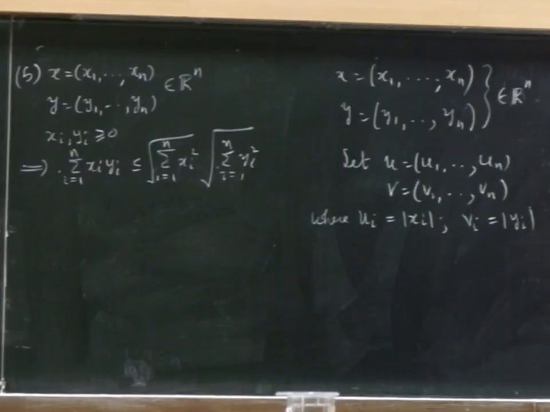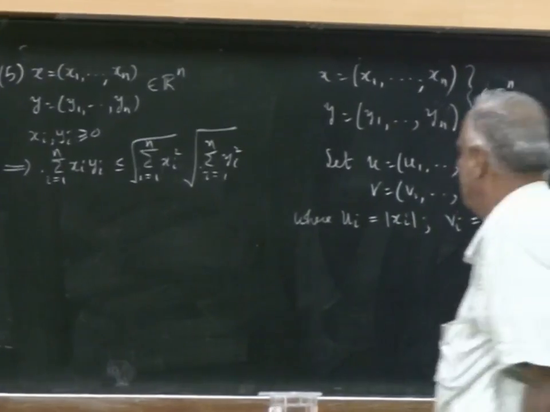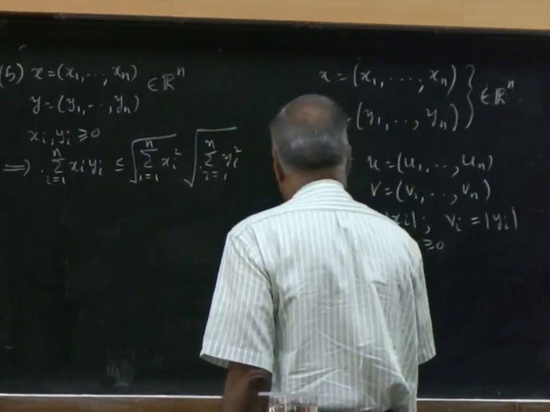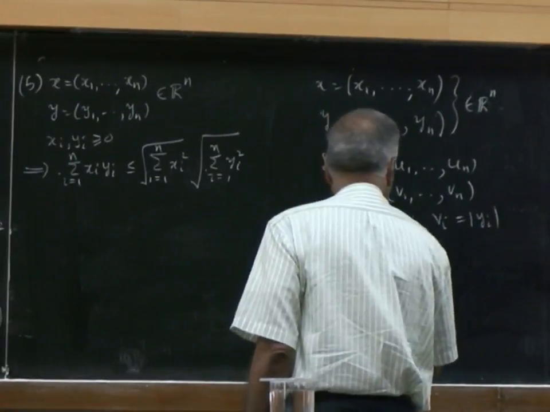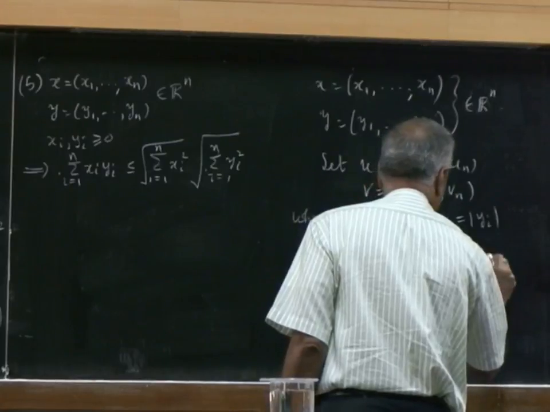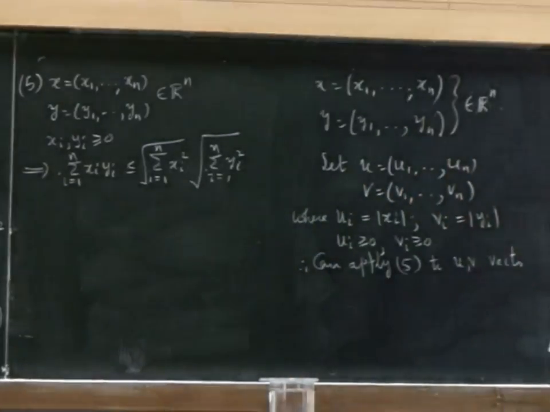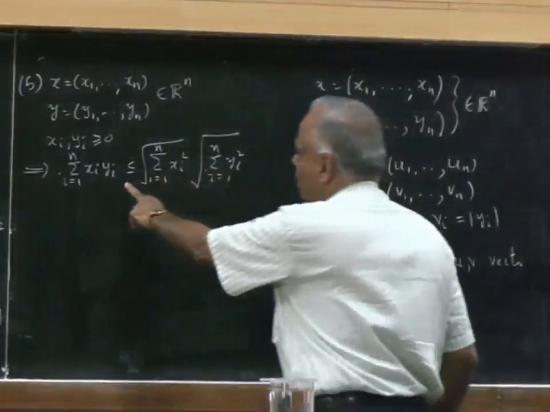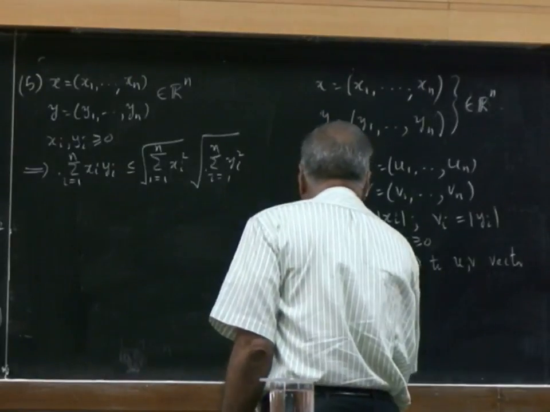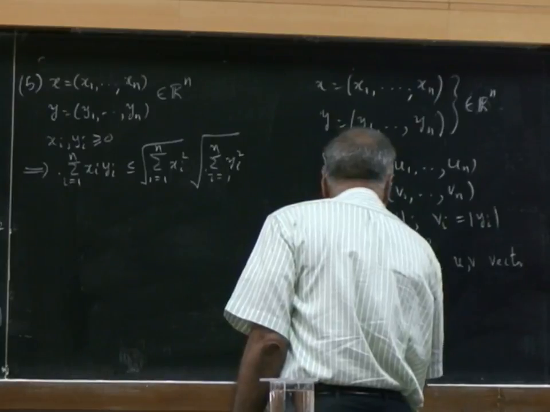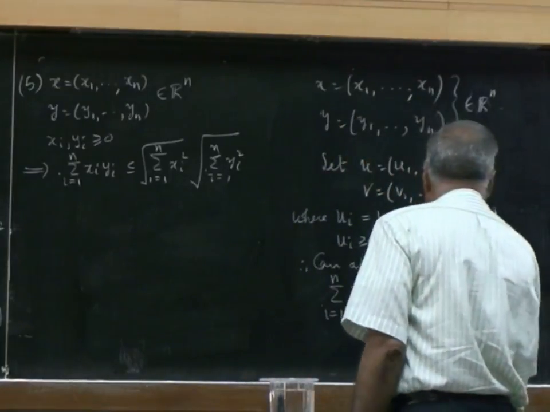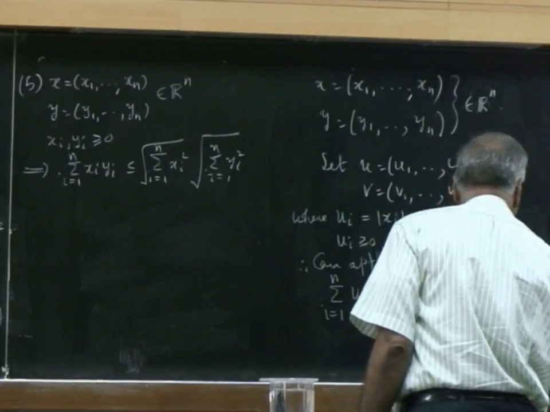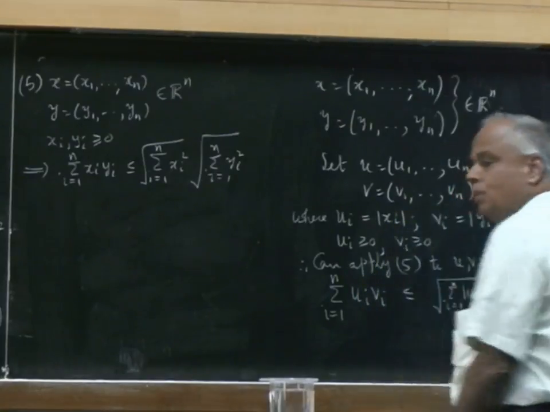Now, you see, therefore, I am not worried. I have made everything non-negative. So, ui greater than or equal to 0, vi greater than or equal to 0, therefore, we can apply phi to the uv vector. So, what you get? In place of x and y, you must write u and v. Summation i equal to 1 to n ui vi is less than or equal to square root of summation i equal to 1 to n mod ui squared, into square root of summation i equal to 1 to n mod vi squared.